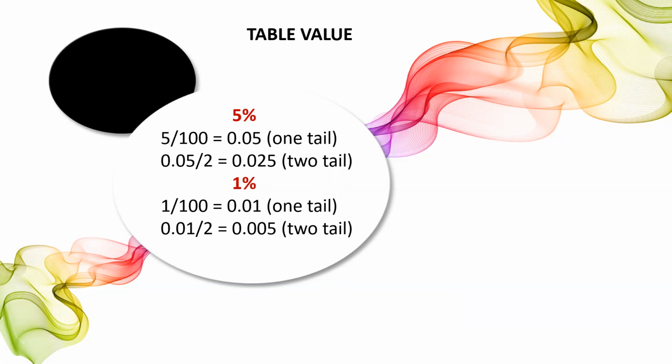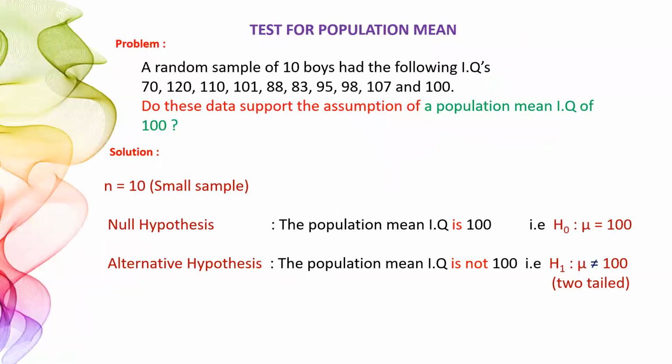When it comes to 1%, 1% means that 1 will be divided by 100, which is 0.01. So that is for one tail. And when it comes to two tail, the same value 0.01 will be divided by 2, which will give you the answer 0.005, which will be applicable for two tail test.